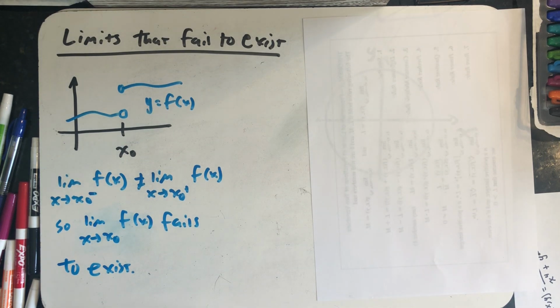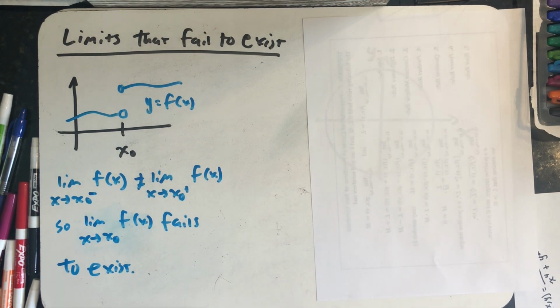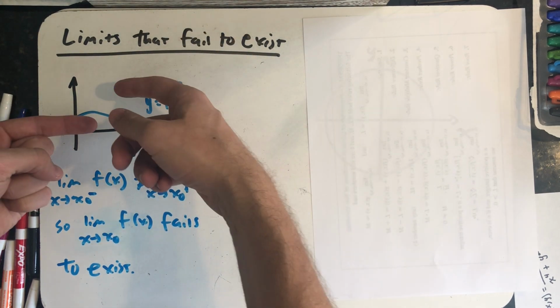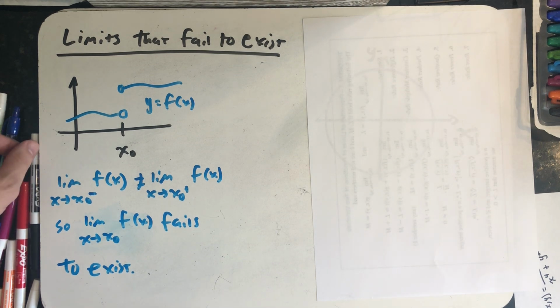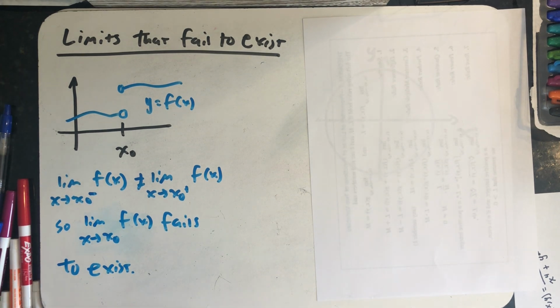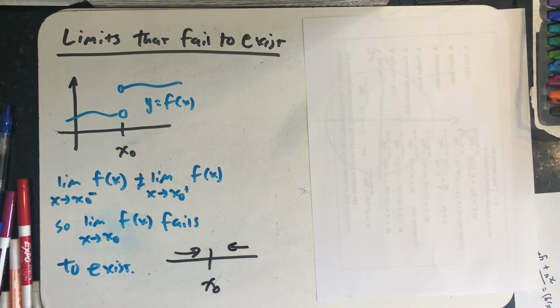Let's talk about limits that do not exist. So here I have the first picture you ever see in Calc 1 of a limit that fails to exist. The limit as you approach x naught from the left is different than the limit as you approach x naught from the right. And if we were to try to picture the two different ways to get to x naught in the domain, it would be really boring, right? Because you're either coming from the left or coming from the right.